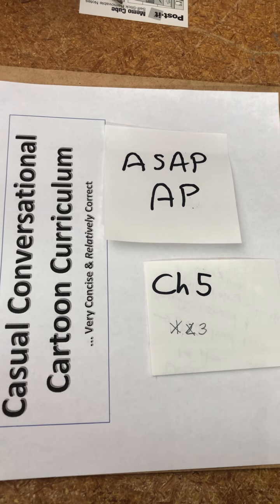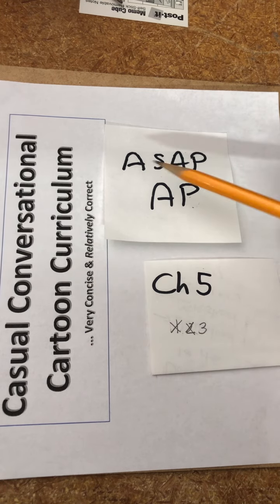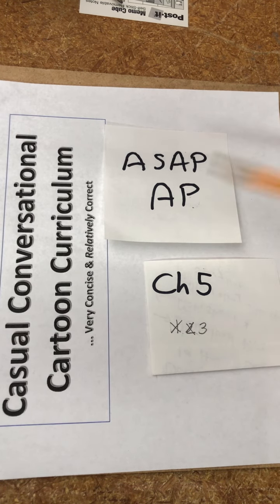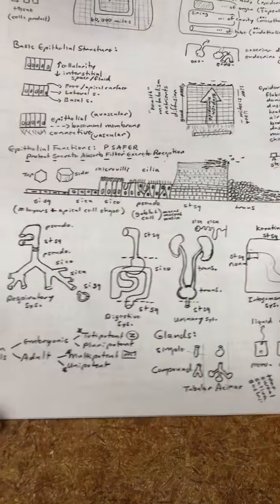Okay, casual conversational cartoon curriculum. Very concise and relatively correct, as soon as possible, as simple as possible. A&P, Chapter 5, third installment right here, finishing off this general information about the epithelial tissue.